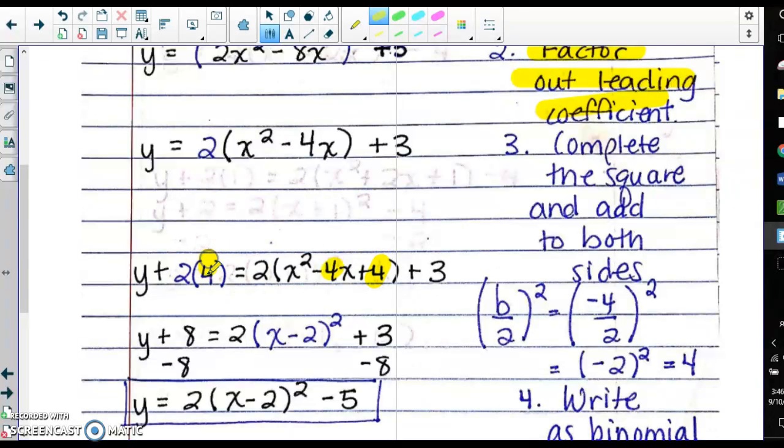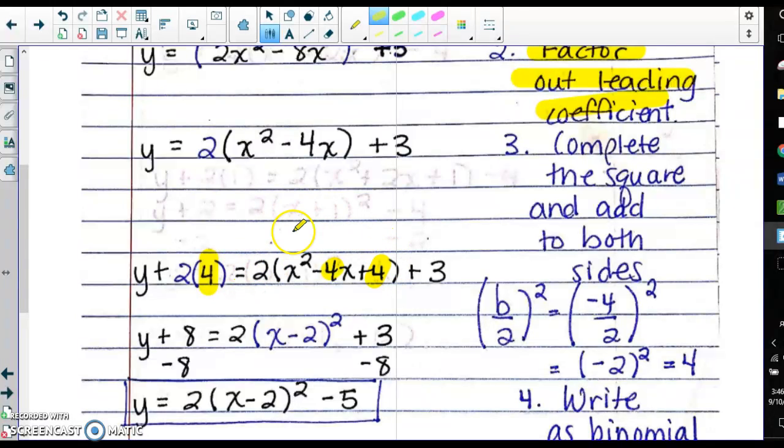Now if you look over here, there's a 2 times this 4. We need this 2 because we factored out this 2 from our x squared plus bx. If you think about the distributive property, you know that this 2 is being multiplied with everything inside these parentheses. So when I put the 4 in, the 2 also multiplies with the 4.